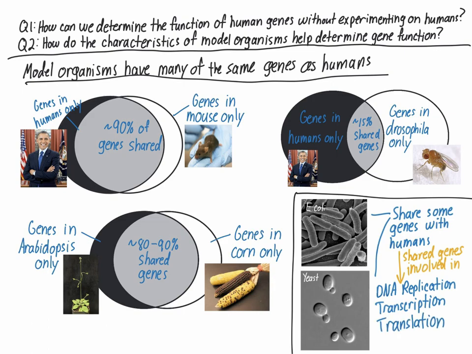And this is perhaps the most important feature of model organisms, that they share genes with other species of interest. Because of this, determining the function of a gene in a model organism tells us a lot about what that same gene is doing in another species of interest, like the human.